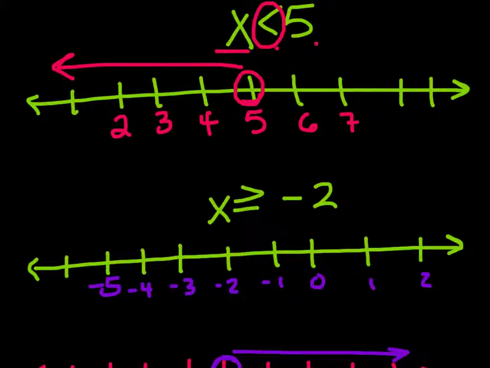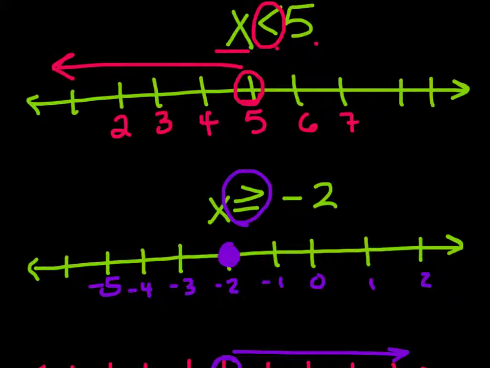Next, I need to decide, is it going to be an open circle or closed circle, and I base that off of my inequality. I have greater than or equal to -2, so I can say, all right, I'm going to make a closed circle because that equal to tells me that it's included in this whole thing, so I'm going to add that into my inequality.